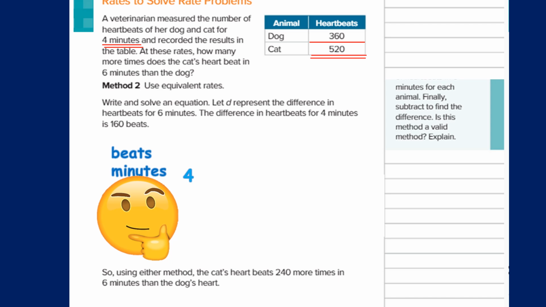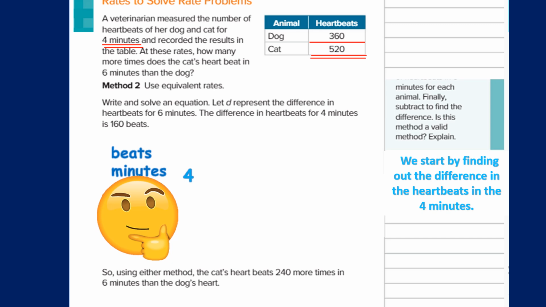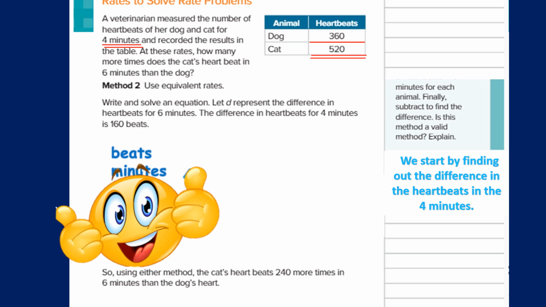So what we could do is find the unit rate for 360 divided by 4. We could find the unit rate for 520 divided by 4, and then find the difference between those unit rates. Or we can say, well, if they're both out of 4 minutes, then all I need to do is look at the numerators, the 360 and the 520, and start by finding their difference. We're going to eliminate a couple steps and hopefully make our life a lot easier by thinking about an easier way to approach the problem.